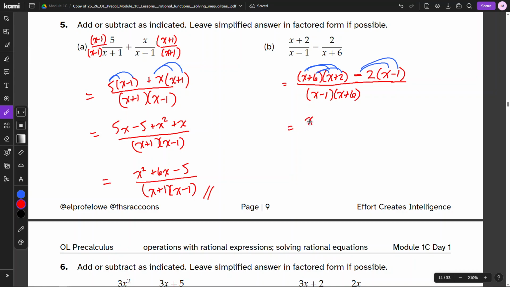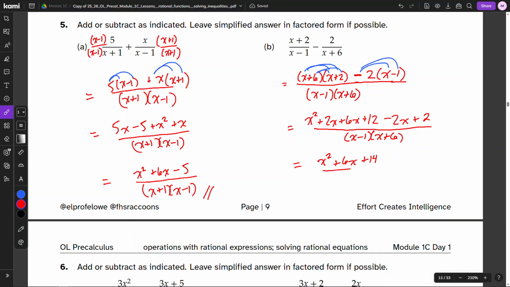So I have x squared plus 2x plus 6x plus 12 minus 2x plus 2. Be careful with your multiplication. So that'll be plus 2. And the denominator, we don't need to expand. We want to keep it in a factored form just in case things might simplify. So in the numerator, I have an x squared plus 2x minus 2x plus 6x. That's going to be plus 6x. And then plus 12 plus 2, so that's going to be plus 14.